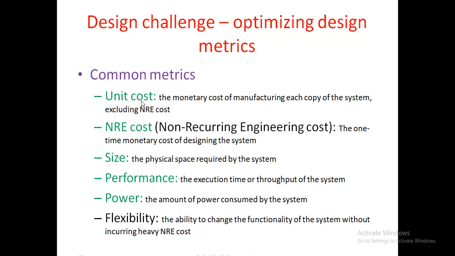Unit cost is nothing but the monetary cost of manufacturing each copy of the system, excluding NRE cost. For example, if you want to manufacture one washing machine, the prototype is given to the manufacturer. What is the cost they invested for manufacturing the single unit? That cost is the unit cost. It does not include NRE cost.